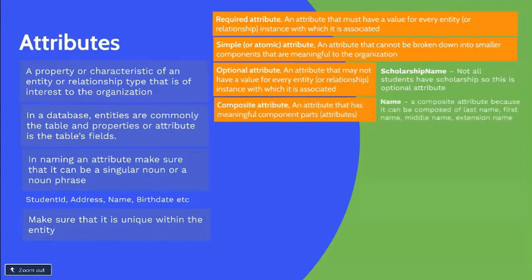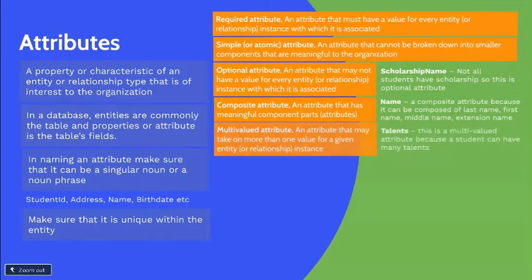Next is the composite attribute. This is the attribute that has meaningful component parts. Name is a composite attribute because it can be composed of last name, first name, middle name, and extension name. Next is multi-valued attribute, an attribute that may take on more than one value for a given entity. Talent is a multi-valued attribute because a student can have many talents.